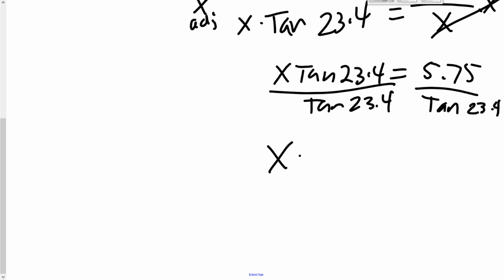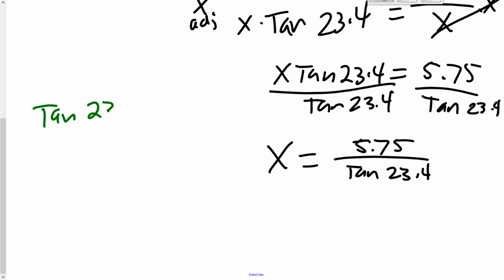So basically, here's where we started, right? tan of 23.4 equals 5.75 over x, and we ended with x equals 5.75 over tan of 23.4. So basically they just kind of switch places. You could do it that way. You could also set up a proportion and cross multiply, that kind of thing.